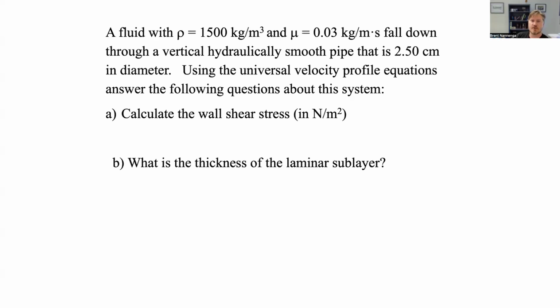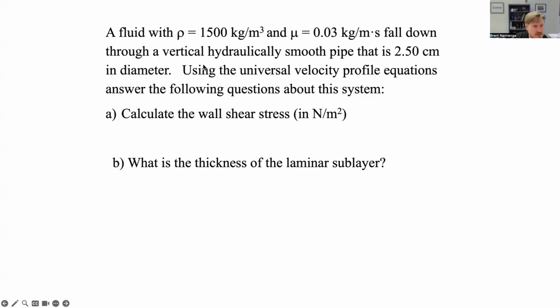So this is an example of a problem here. We have a fluid. We're given a density, 1,500 kilograms per meter cubed, and a viscosity, 0.03 kilograms per meter second. And this fluid is going to fall down through a vertical hydraulically smooth pipe. So this pipe's going up and down, and this fluid is just falling down this pipe. The pipe is 2.5 centimeters in diameter, so not super large.